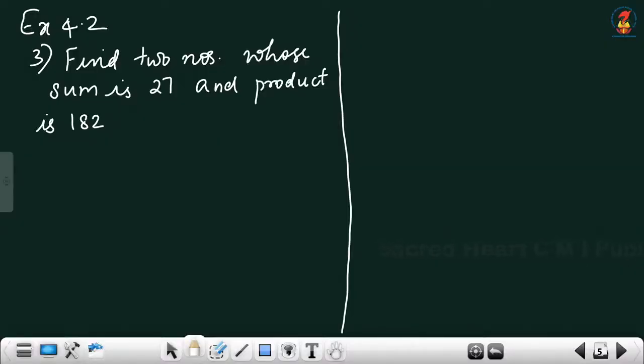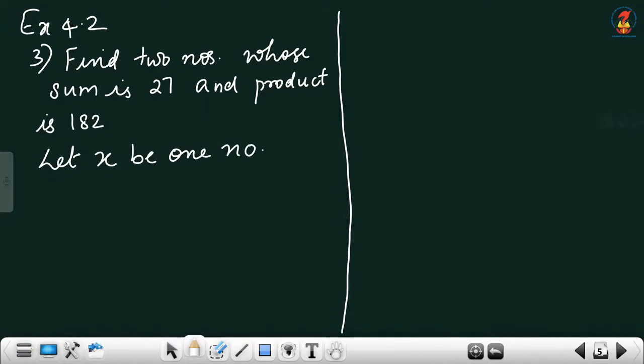We are starting the word problem, third question. Exercise 4.2, third question. Find two numbers whose sum is 27 and product is 182. We have to identify two numbers whose sum is 27 and the product is 182. So anyway we have to suppose one number. Let x be one number.